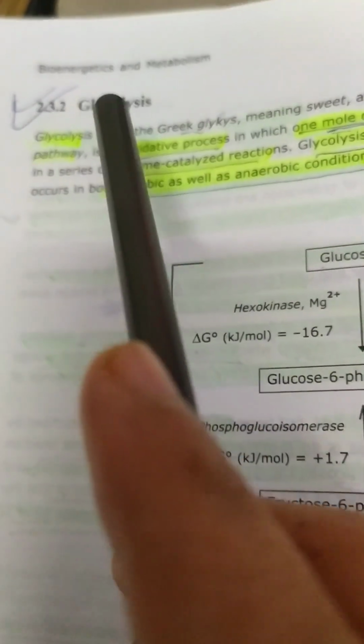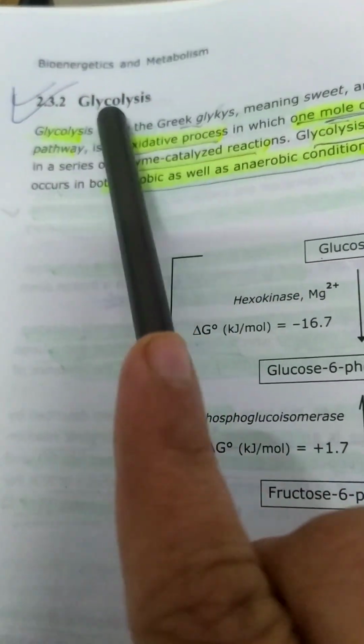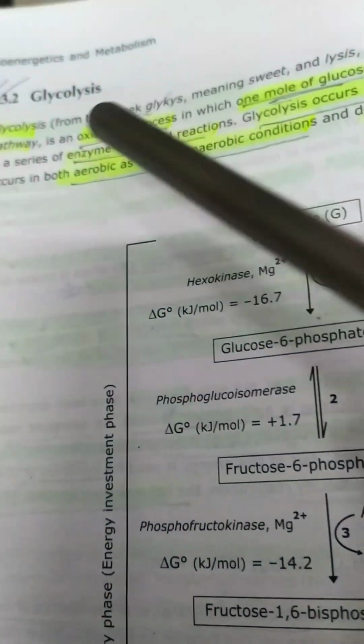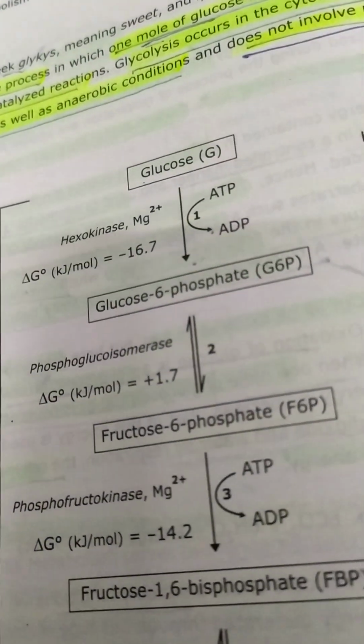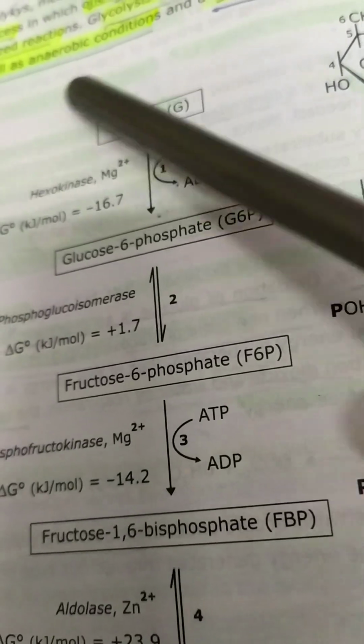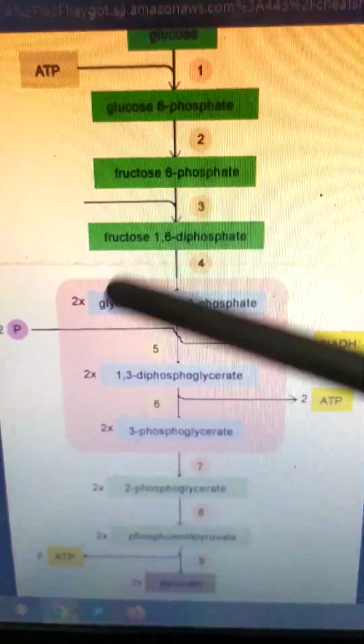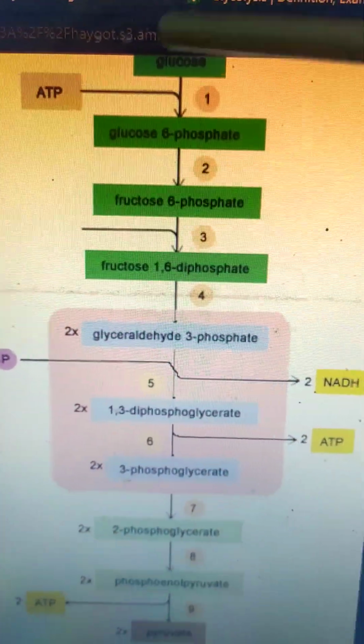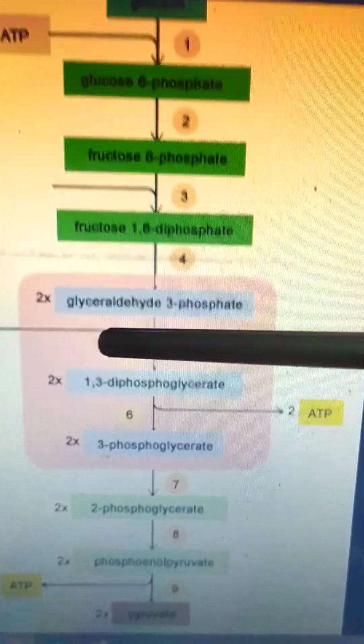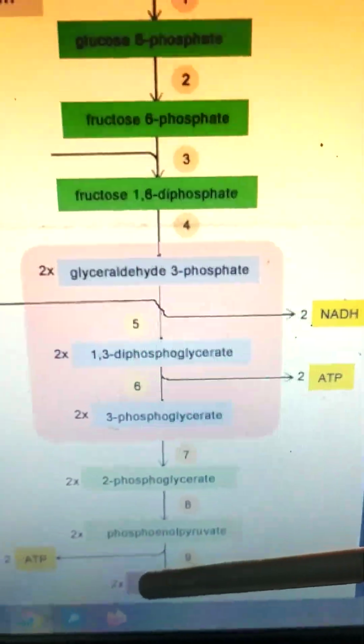Today we are going to talk about glycolysis. So we all know that glycolysis is the metabolic pathway in which glucose is broken down into pyruvate, 2-pyruvic acid or 2-pyruvate. Here is the diagram of glycolysis. Glucose is broken down into pyruvate.